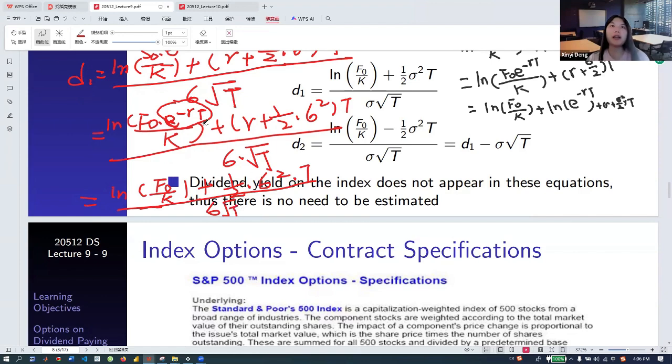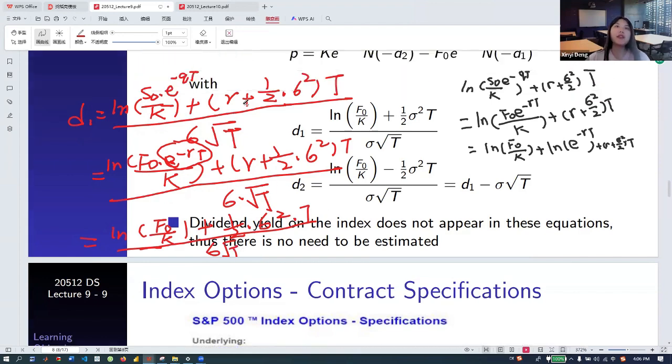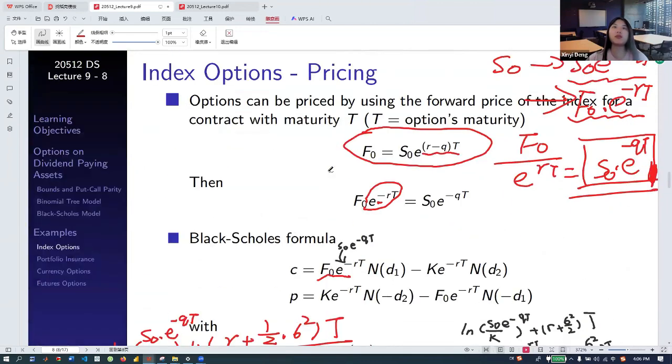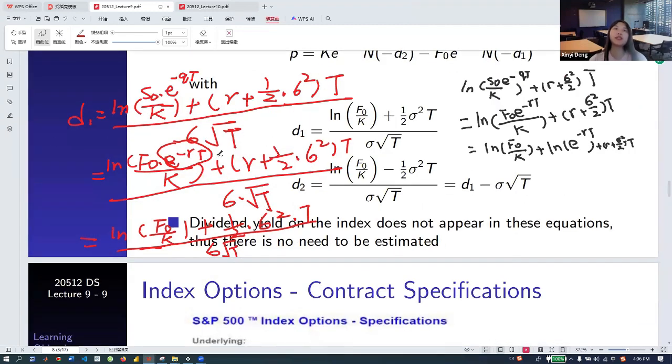So now both q and r are gone. The trick is basically ln AB is equal to ln A plus ln B. So this e to the power of minus RT, once you separate it from F0 divided by K, you'll get that it's equal to minus r. Therefore, minus r will be canceled out with this positive term. So we effectively get a numerator without r and also without q.